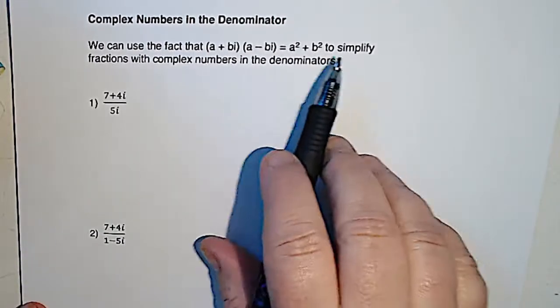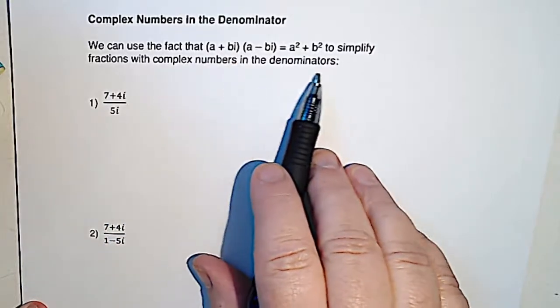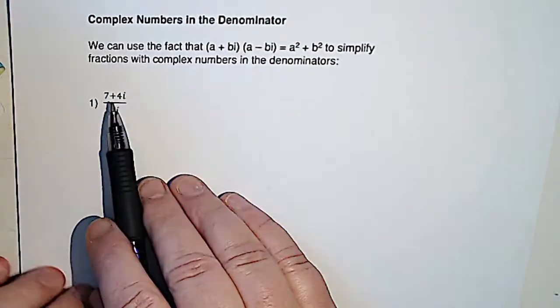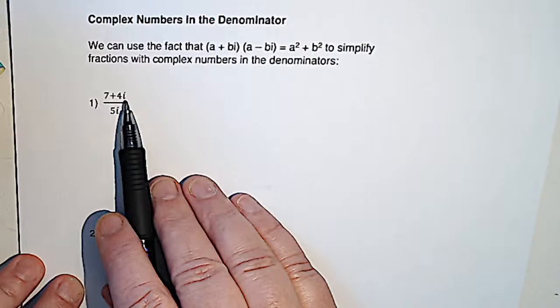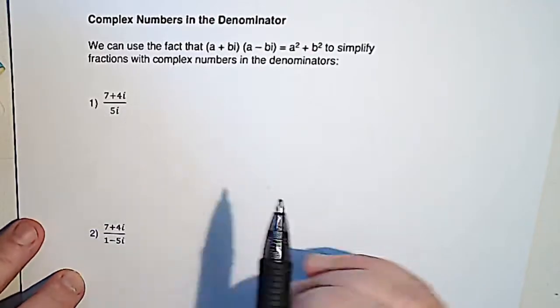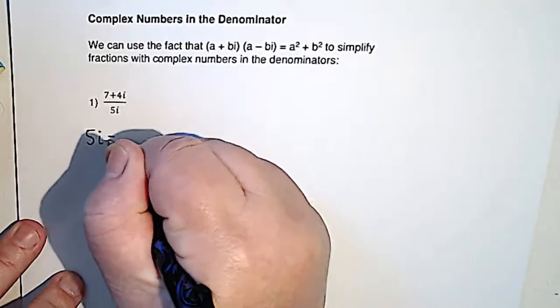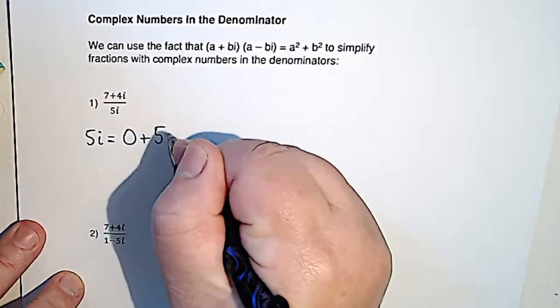So we're going to simplify fractions with complex numbers in the denominator. This is some weird stuff, I gotta tell you. So I've got the number 7 plus 4i in the numerator. I've got 5i in the denominator. The number 5i equals 0 plus 5i.